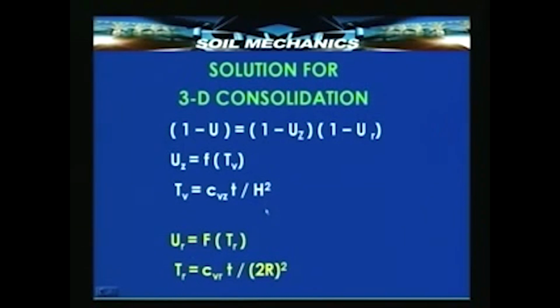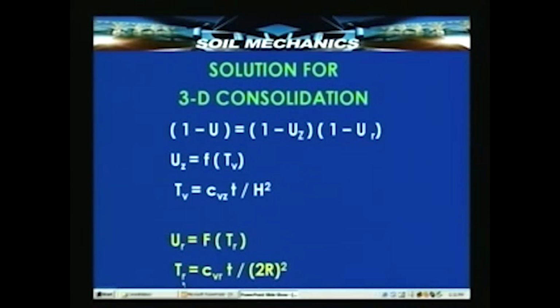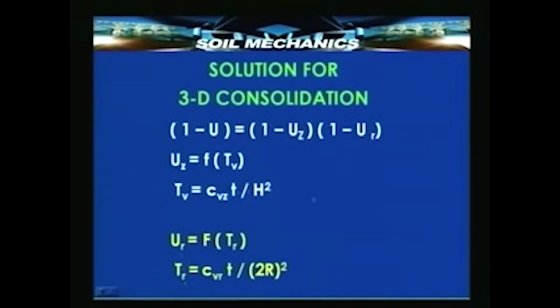Similarly, analogously, radial consolidation, the degree of consolidation and the time can be expressed by identical equations. In place of h we have 2r. Now, how does one get the total consolidation? Total consolidation is given by this equation, 1 minus u, where u stands for the total consolidation, is a product of 1 minus uz and 1 minus ur.